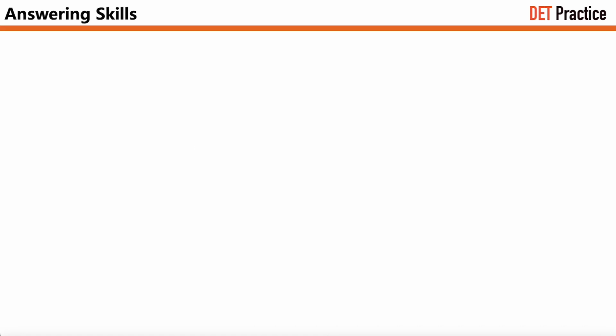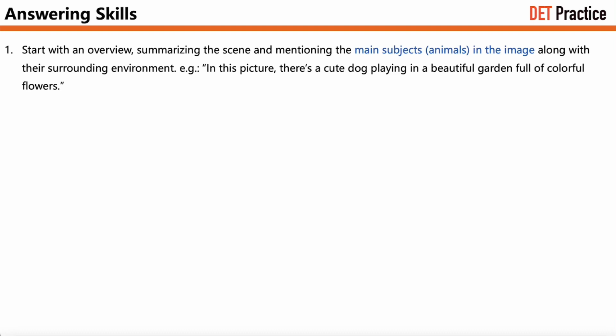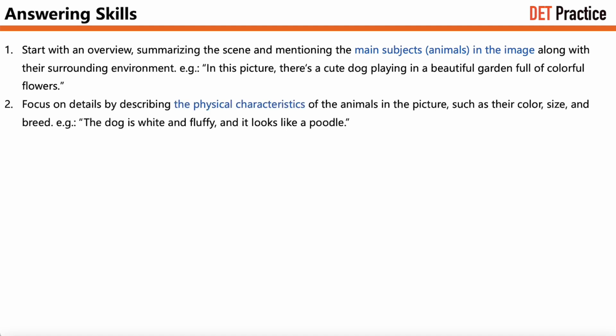We can start with an overview, summarizing the scene, and mentioning the main subjects, animals in the image along with their surrounding environment. For example, in this picture there's a cute dog playing in a beautiful garden full of colorful flowers. In the second step, we can focus on details by describing the physical characteristics of the animals in the picture, such as their color, size, and breed. Like, the dog is white and fluffy, and it looks like a poodle.